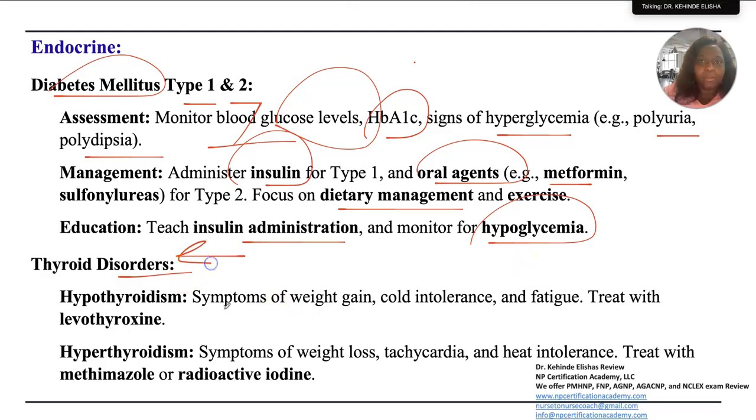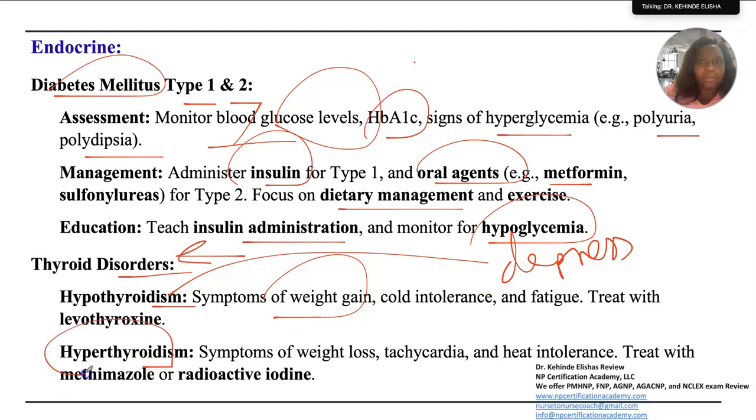Now, thyroid disorders. Hypothyroidism, symptoms of weight gain, cold intolerance, fatigue, you've got to treat with levothyroxine. Hypothyroidism can also mimic depression, so you might be screening the patient for depression as well. Hyperthyroidism can mimic what? Anxiety. They go hand in hand, okay?